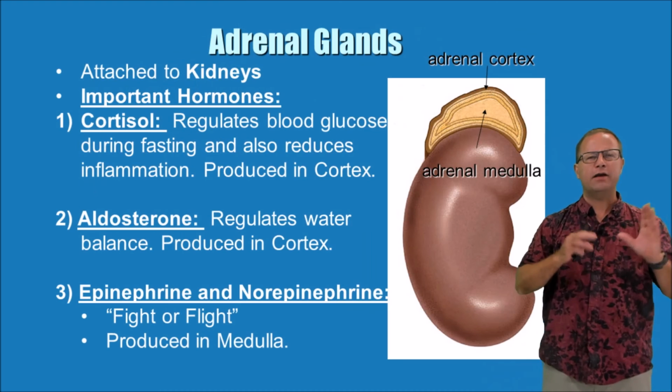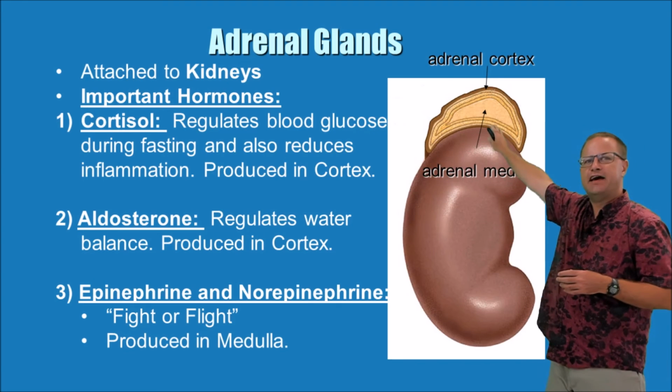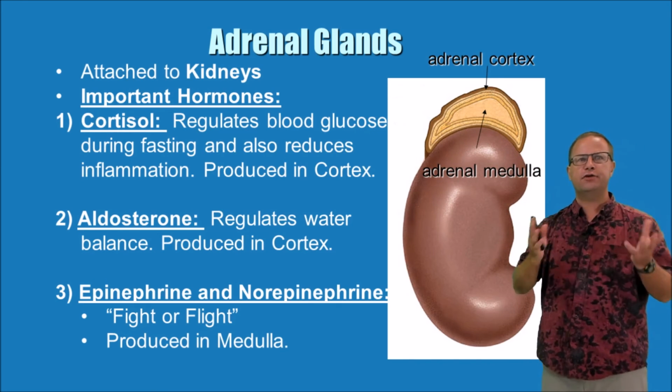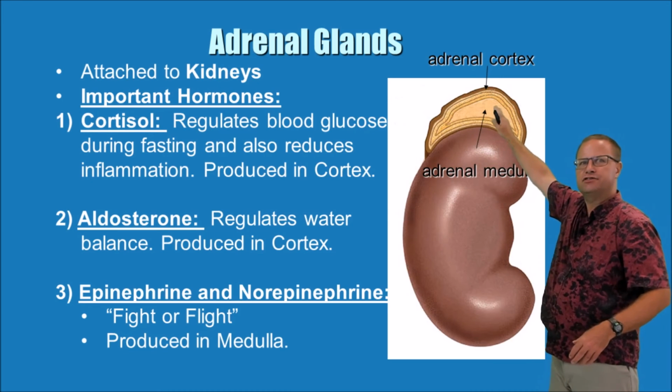an endocrinologist. Okay, now we're going to look at the adrenal glands and talk about the hormones they produce. So the adrenal glands are these little fatty glands that are on top of the kidney, and the adrenal glands are divided into 2 parts. We have a cortex, which is on the outside here, and then the medulla, which is on the inside.